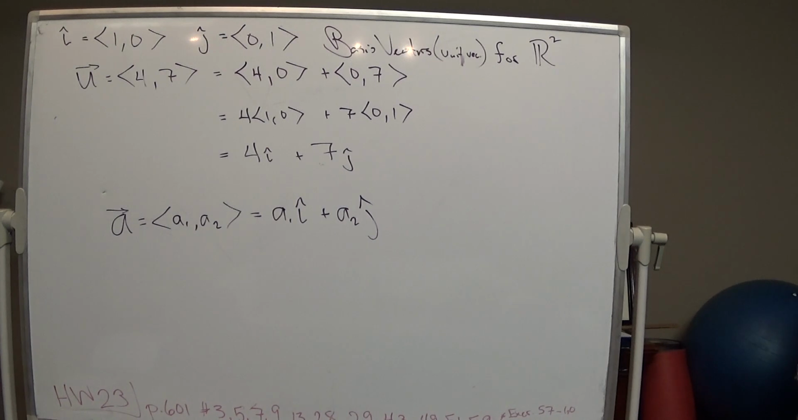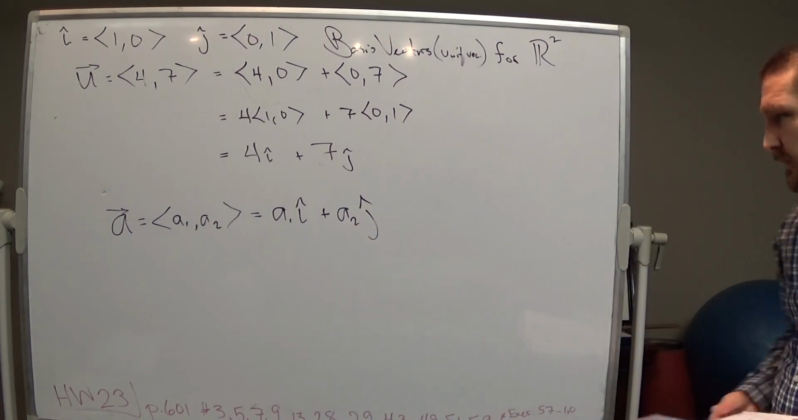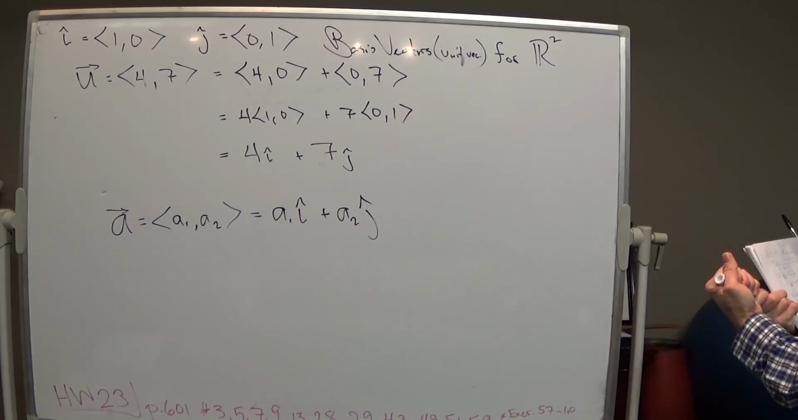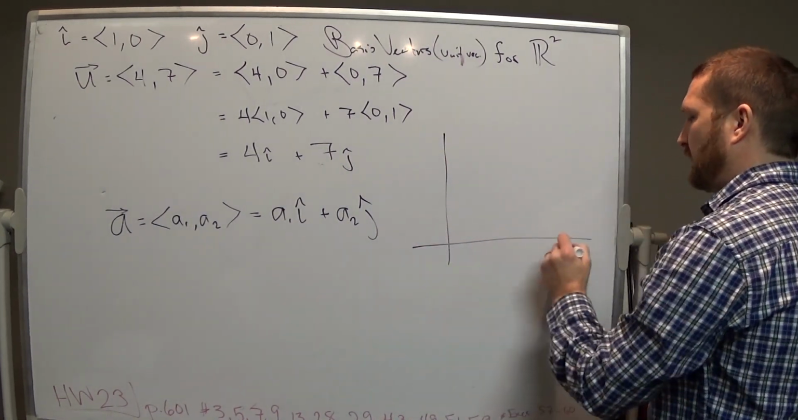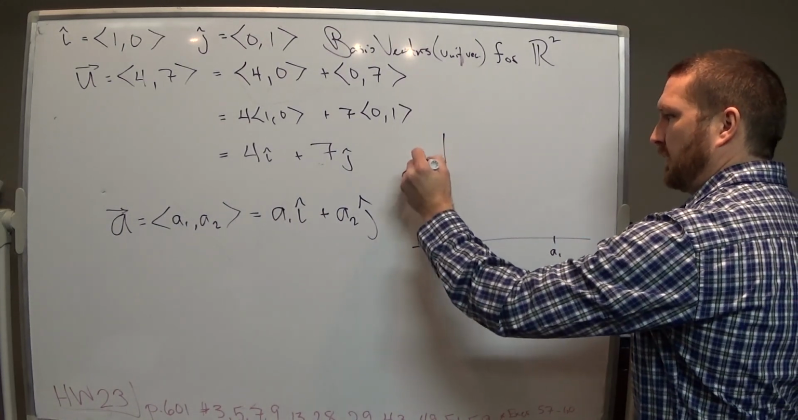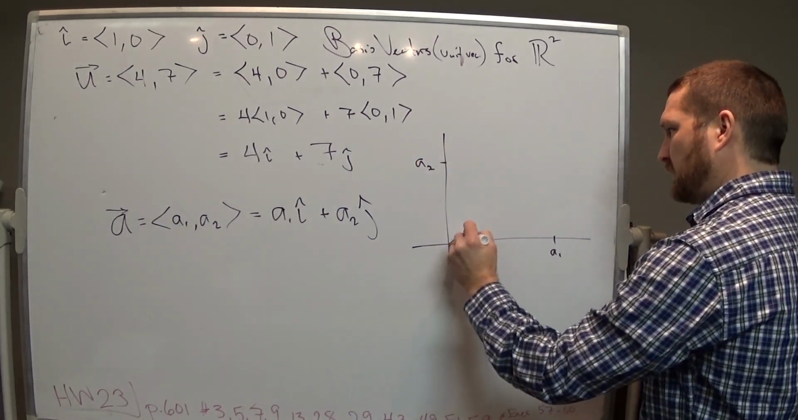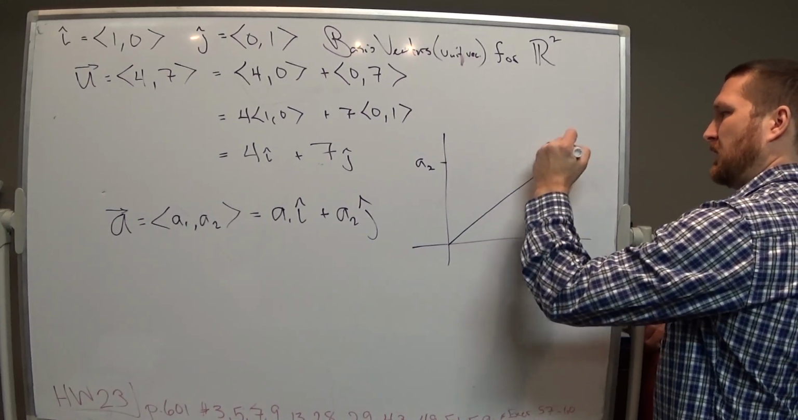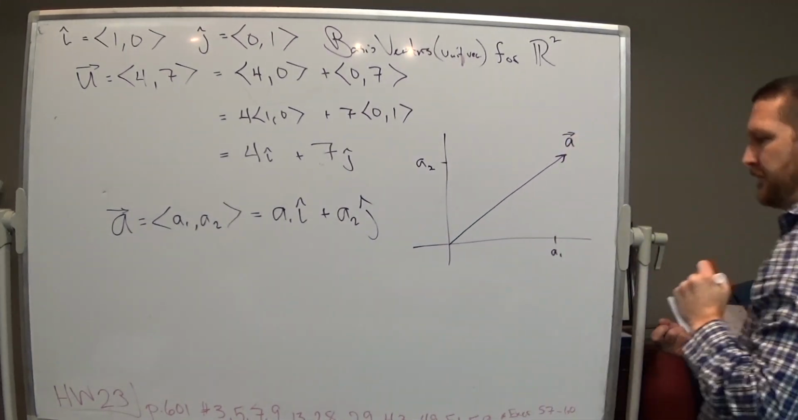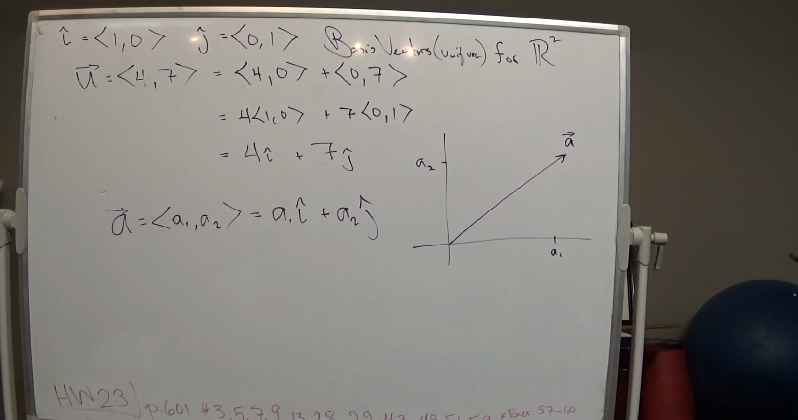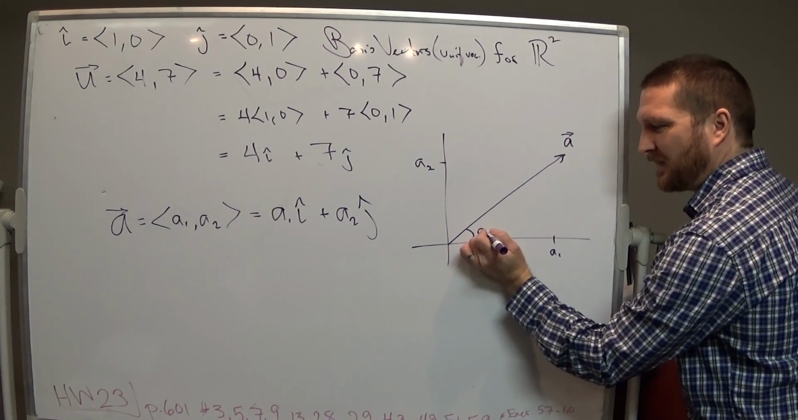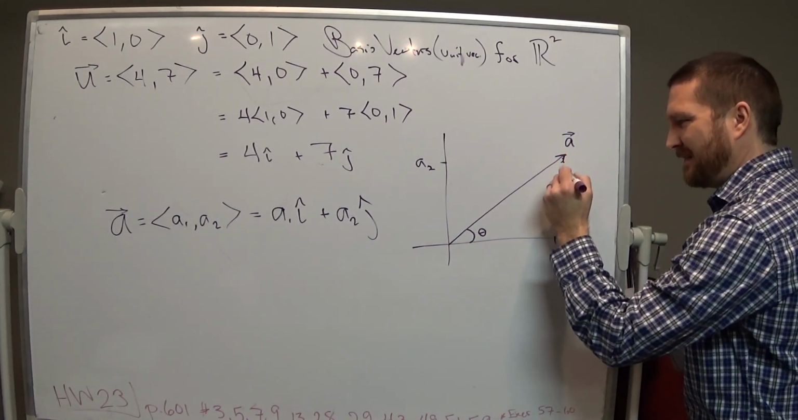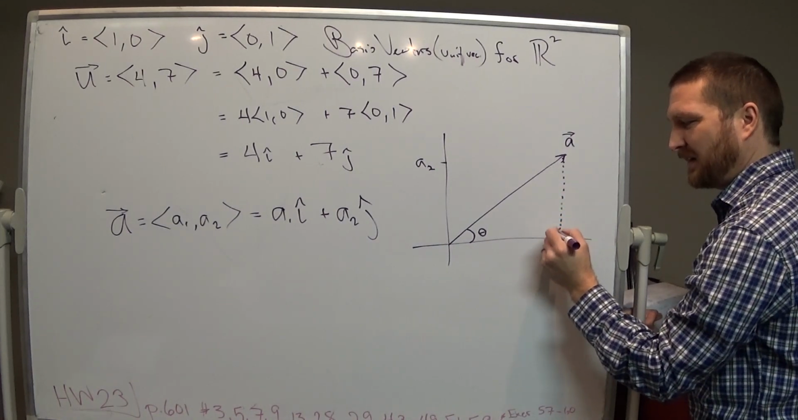Now, let's take this guy right here and make this concrete. Let's just say that A1 and A2 are both positive, and so it looks something like this. Here's A1. Here's A2. And so this vector looks something like this. There's our vector A. Now, let's say that we know this angle right here. Let's call it theta. I'm suggesting something right here for the next question.